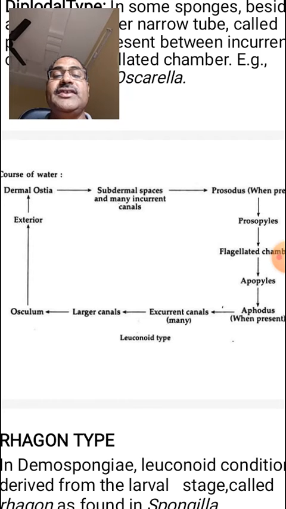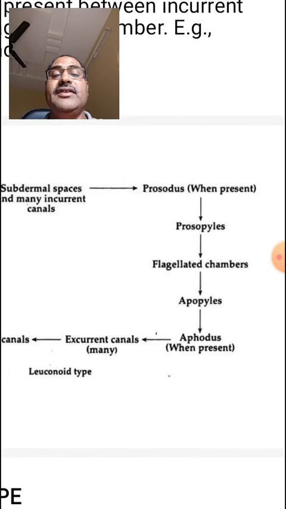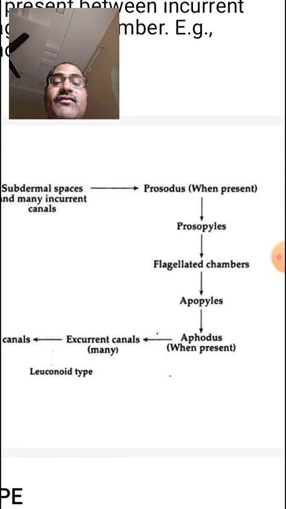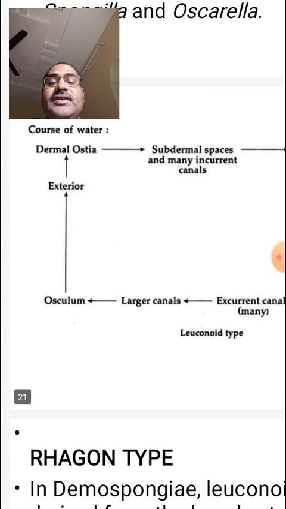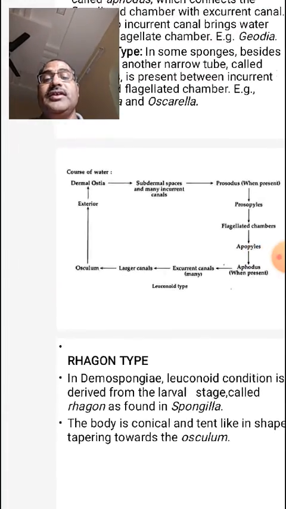So this is the water current mechanism of the leucon type. Dermal ostia, subdermal space and many incurrent canals. Then water goes to the prosodus, then into the prosopyles, then into the flagellated chambers, again apopyles and aphodus, into excurrent canals and larger canals and the osculum, and water comes out through the osculum.